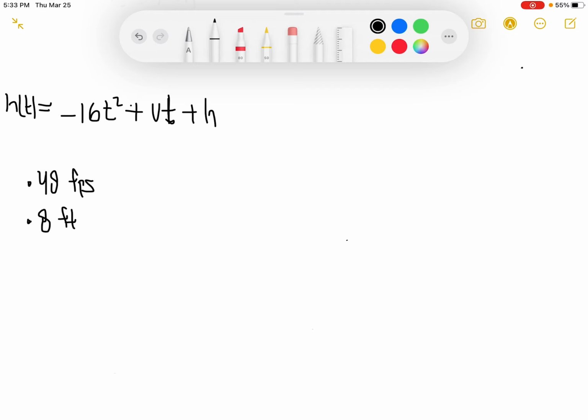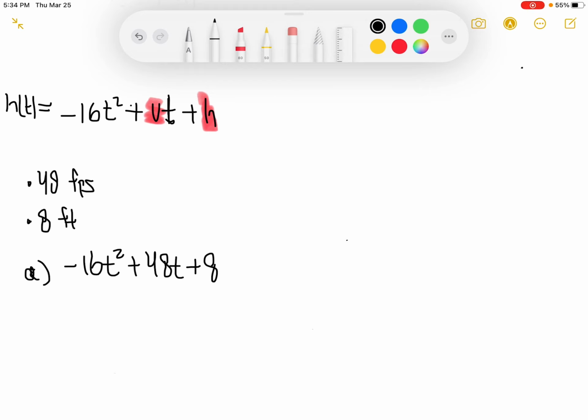This problem has parts A, B, C, and D. Part A says, write a function about this. I forgot to say that what you're finding is t, so you don't plug anything in for t. You plug in things for v and h. So we keep this the same: negative 16t squared plus v. What's v going to be? We said the velocity was 48, times t, plus 8 feet. That was the initial height.